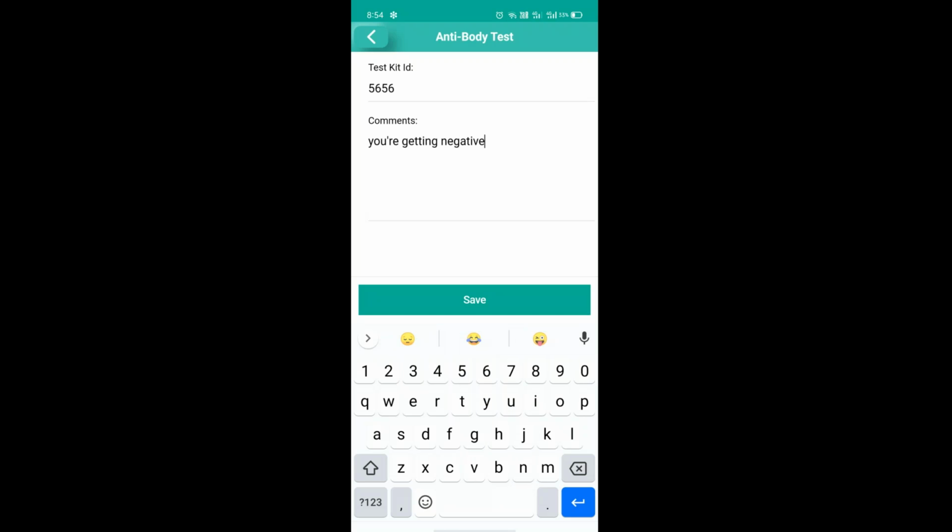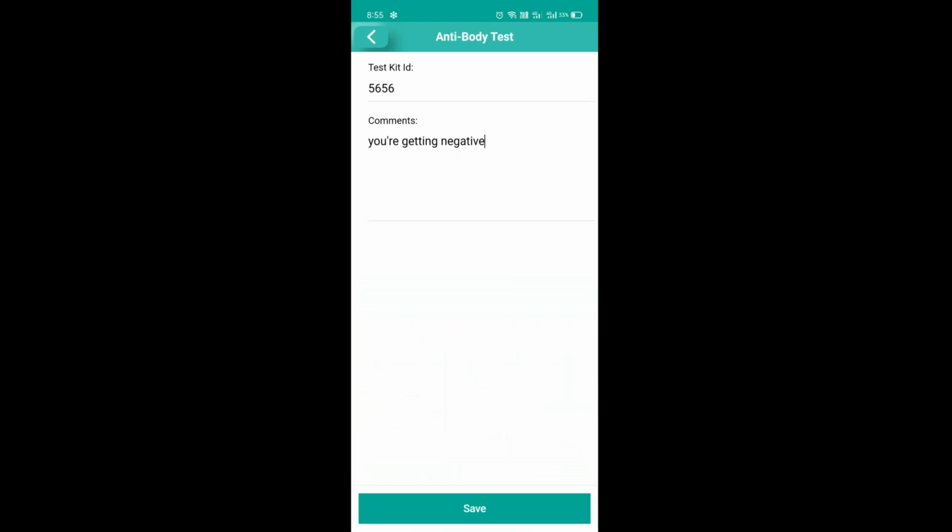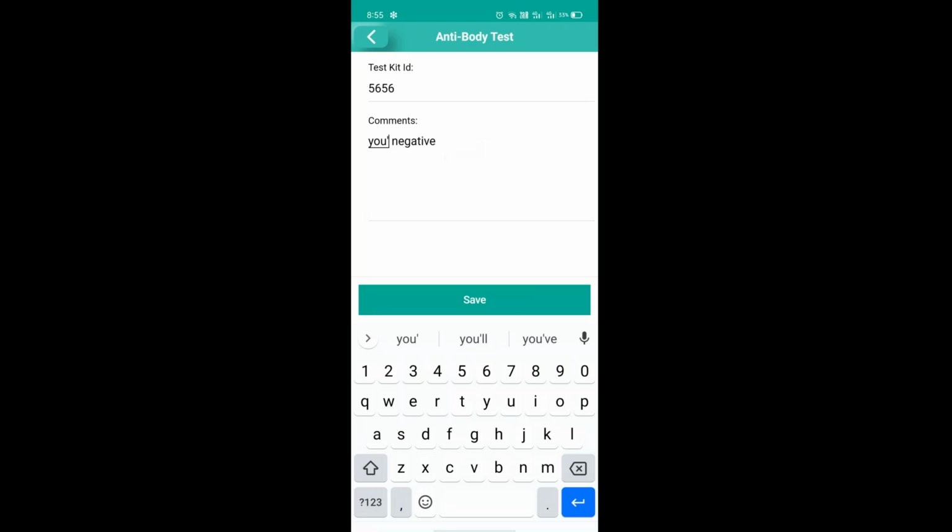And the test kit ID, Harsha, should be renamed as unique ID, not test kit ID, because that has different connotations in different countries. So you want to remove that test kit ID and just call it unique ID there. And you can provide some hints or whatever, if you need to, but that's just an option. It's not required. And then just save that information there.